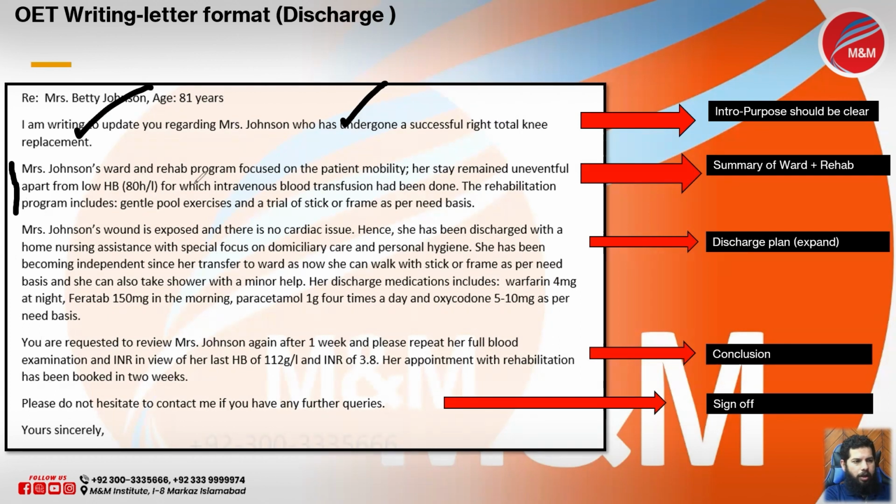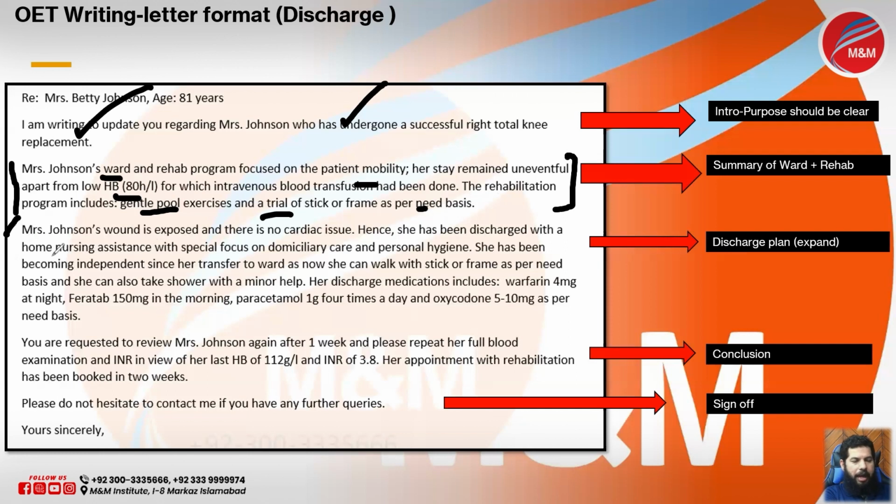Afterward, you can see this is just a brief overview. What is the brief overview? The rehabilitation program focused on the patient's mobility. You can see that we have not written in detail about each and everything. We are just concise, in one line. The ward and rehabilitation program focused on patient mobility. Her stay remained uneventful, for both ward and rehab, apart from the low HB, which was the event in the ward for which we had done the blood transfusion, right? Followed by the rehabilitation program, whatever we had included in the rehabilitation, we had covered in this part. So you can see this paragraph was the summary of your ward stay and your rehabilitation. We have written it in a very concise manner.